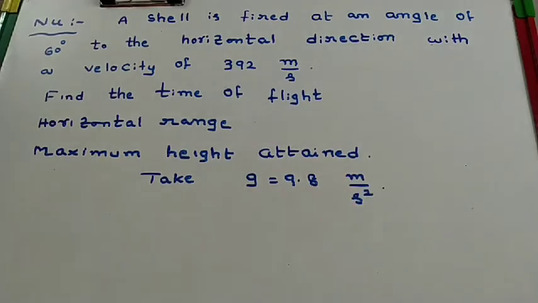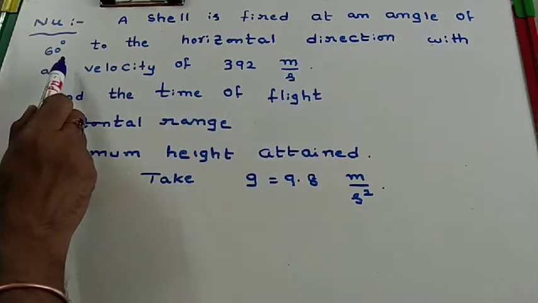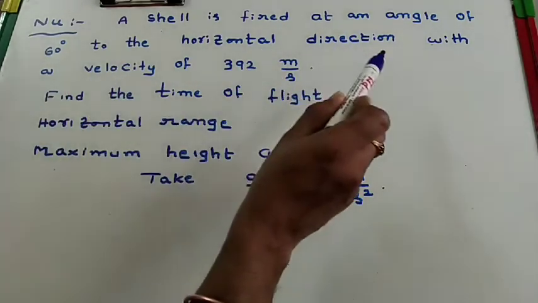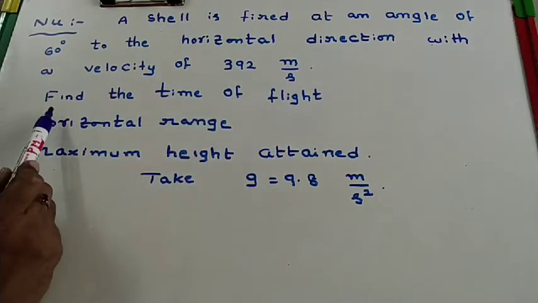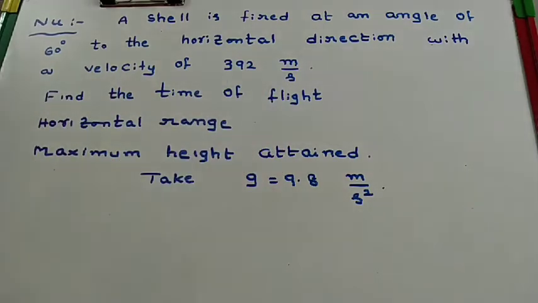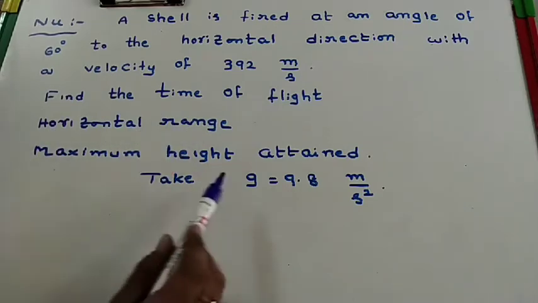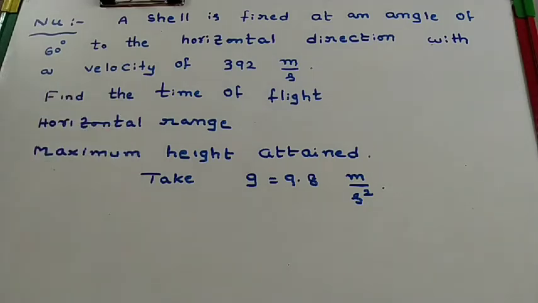Once again, my dear students, I am repeating the question. Listen carefully. A shell is fired at an angle of 60 degrees to the horizontal direction with a velocity of 392 meter per second. Now find point number 1, the time of flight, point number 2, horizontal range, and point number 3, maximum height attained. These three we have to find.